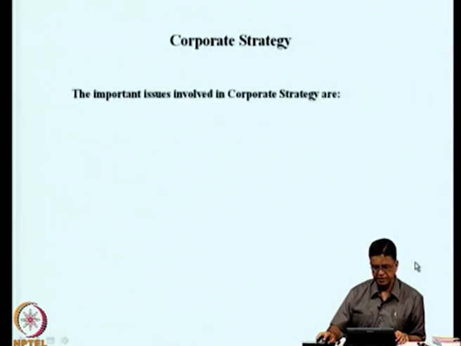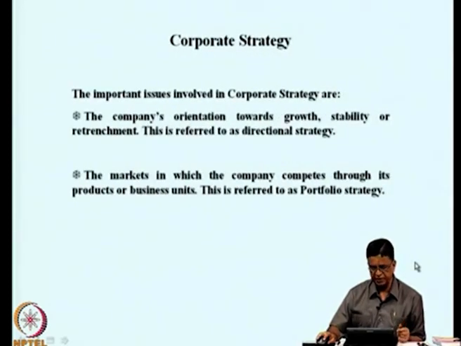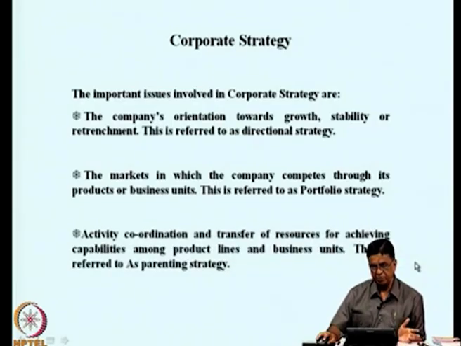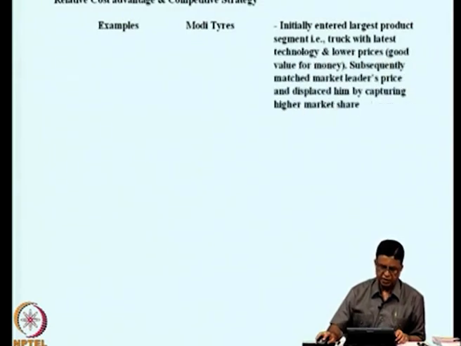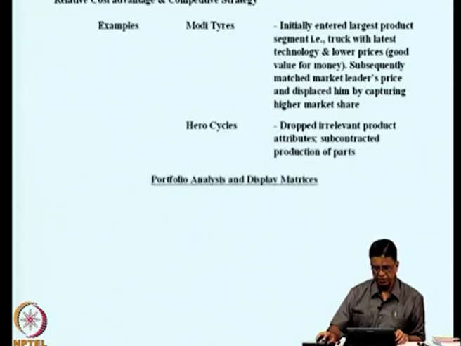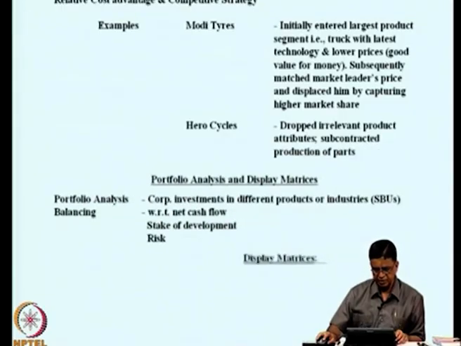and discussed. Then we came to the issue of corporate strategy. What are the important issues involved? Then what is meant by portfolio strategy? That is a market in which the company competes through its products or business units. Then we looked at what is meant by relative cost and competitive strategy. We took some examples. We looked at portfolio analysis and display matrices.